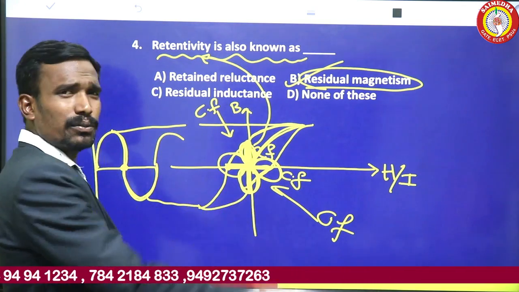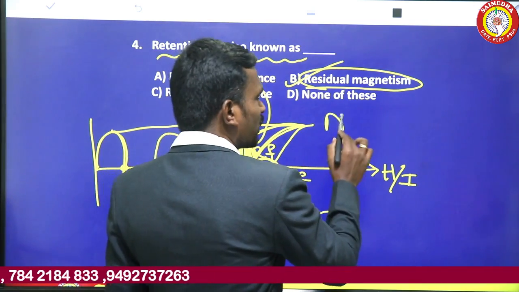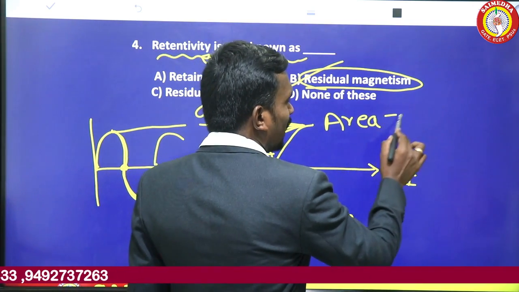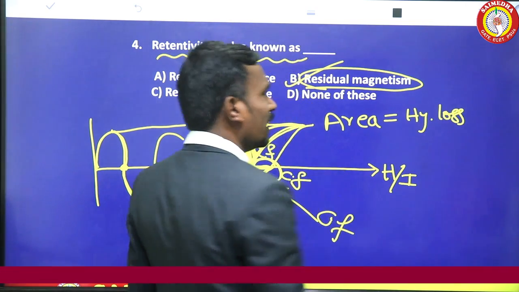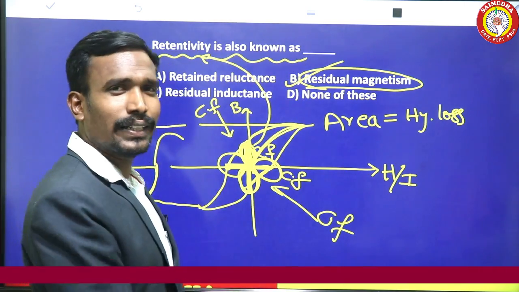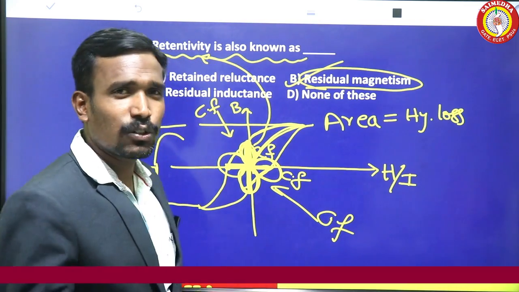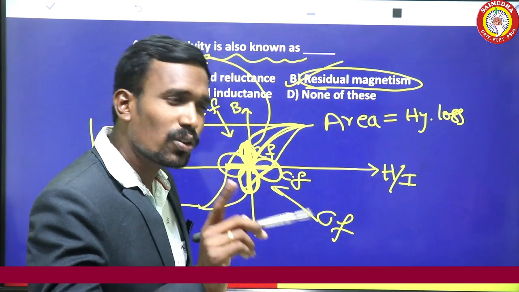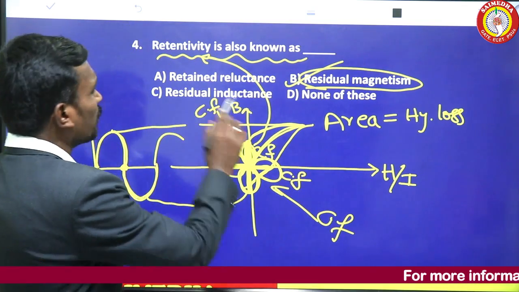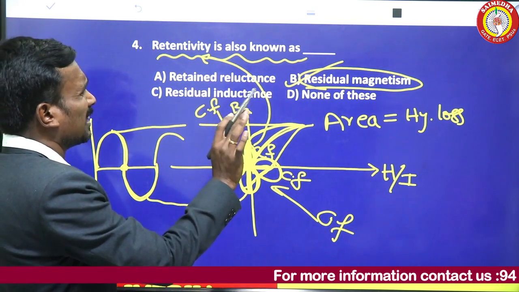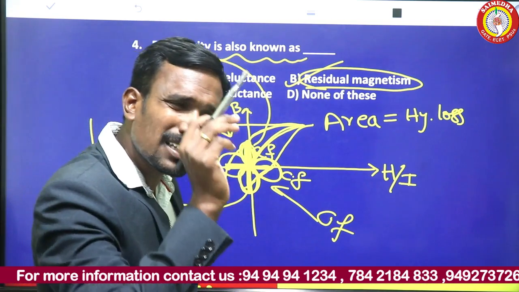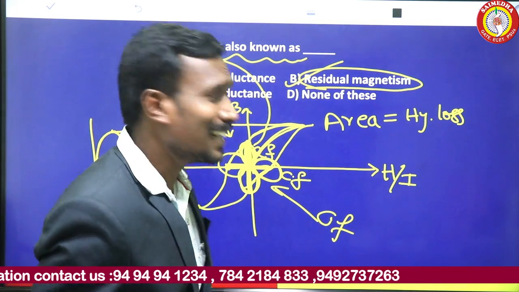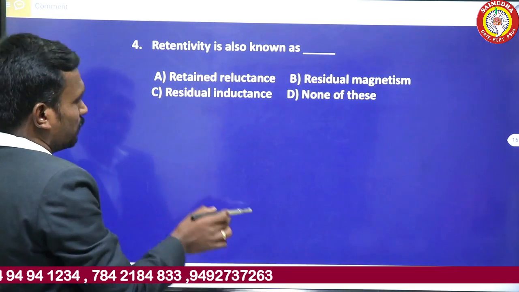Okay, BH curve. The area of the BH curve will give hysteresis losses. This is also very important. Area of the BH curve gives hysteresis losses. So now our answer is not retained reluctance, not residual inductance, residual magnetism is the 100% correct answer. Right, sir? Let's go for the next question.